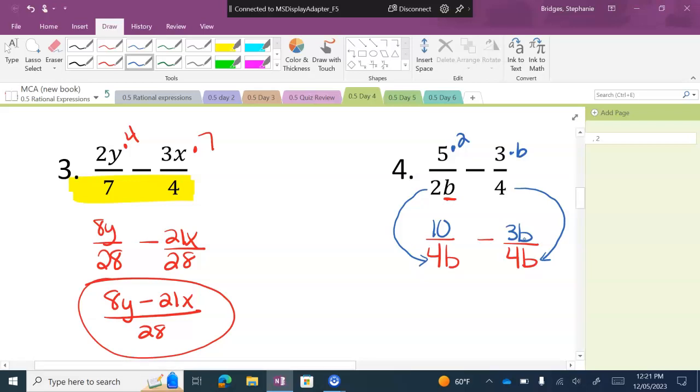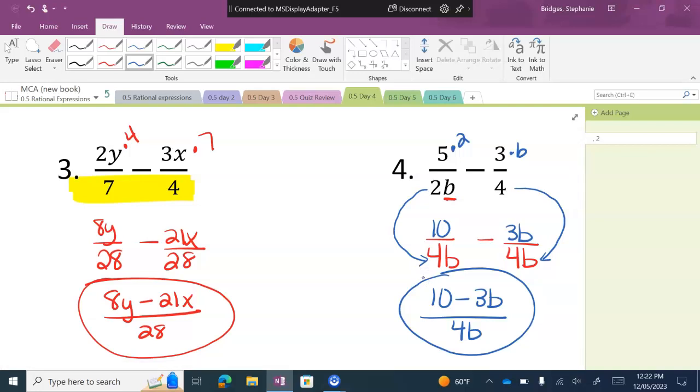All right, now that I have the same denominator, I'm going to take that first numerator minus my second numerator and keep it over that denominator. Can I combine 10 minus 3b? No. Do 10 minus 3b have anything in common that I can pull out? No, which means nothing in this problem can simplify. If those top 2 terms do not have anything in common, there's nothing else you can do to that question. That makes a little bit of sense.